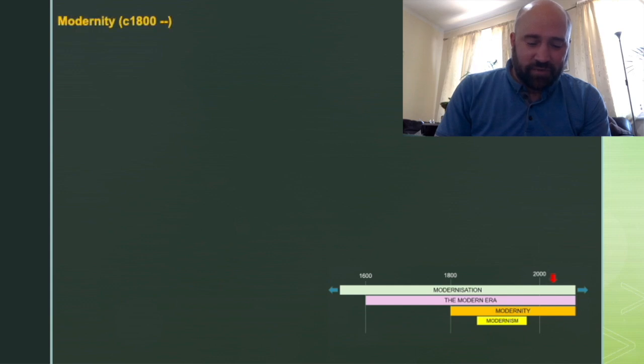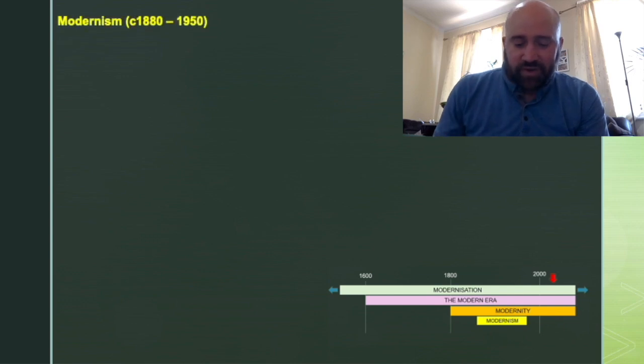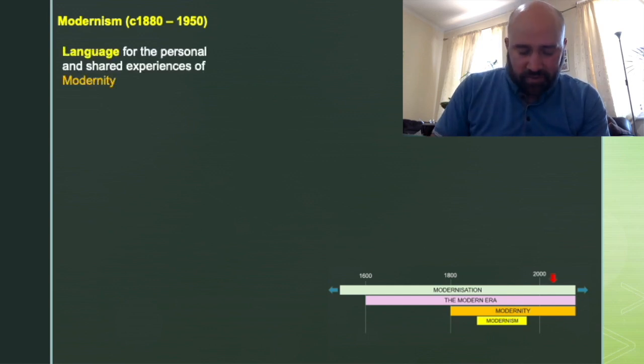Okay, so our fourth mod word, modernism. We notice that this is the only term on our timeline with a beginning and an end. As happens when you are under a condition, modernity, you respond to it. That's not something that people wait until about 1880 to do, but it's a stage in response where people don't rely on older, familiar language to respond. It's in that sense that I choose the type word language. So here's our rough definition using our type word. Modernism is language for the personal and shared experiences of modernity.